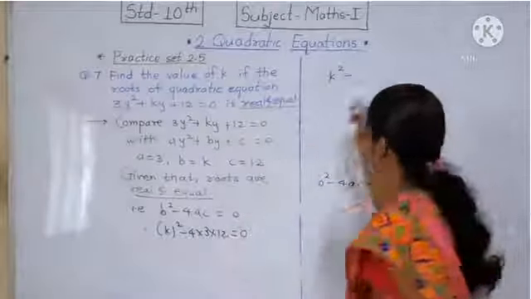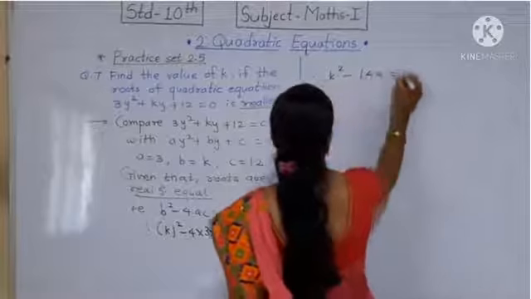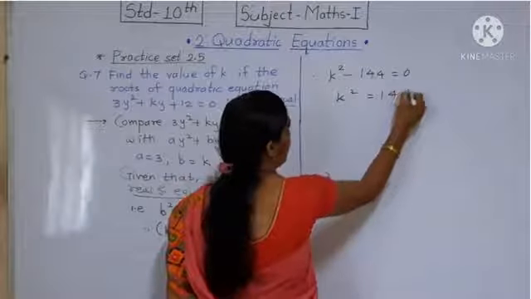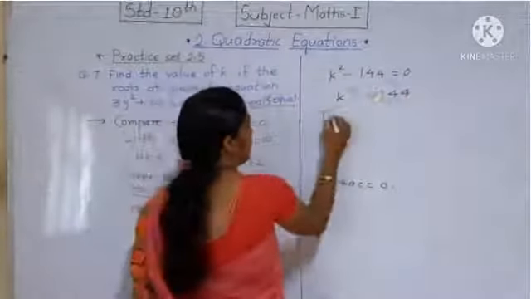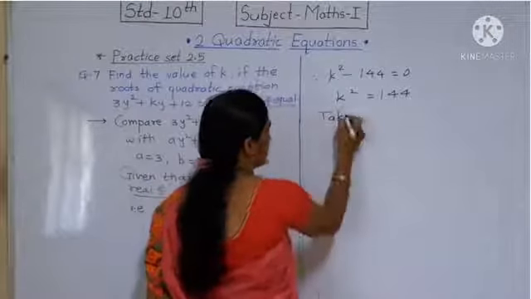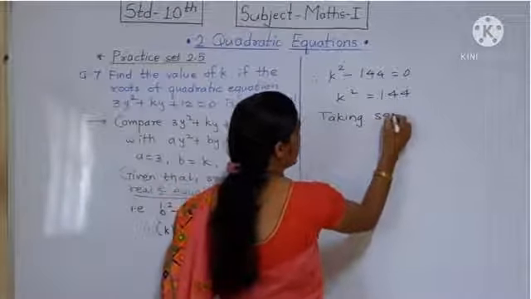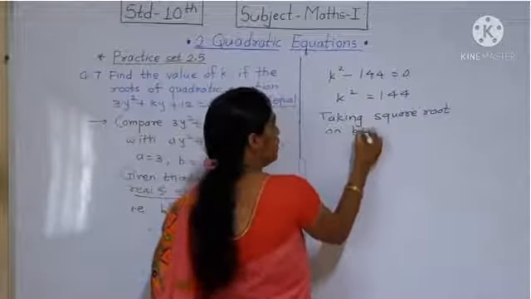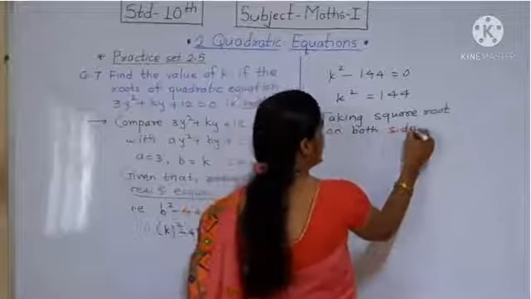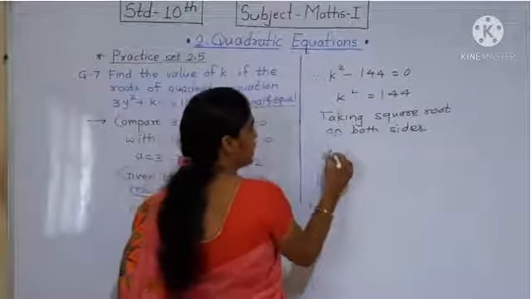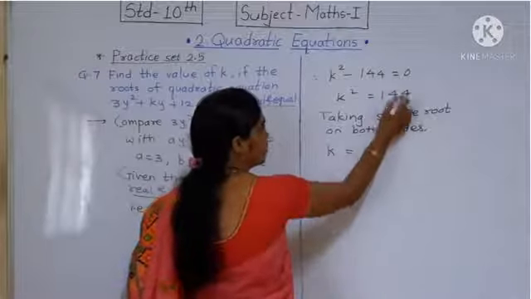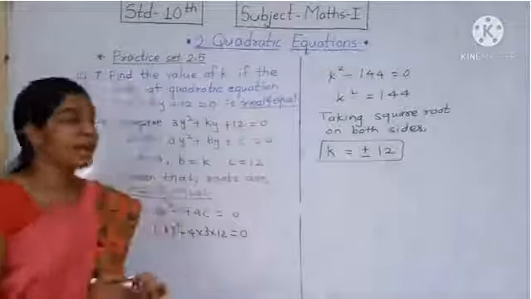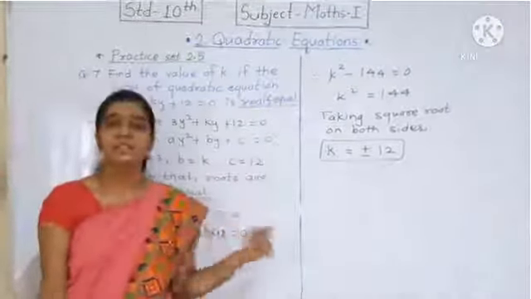So k square minus 4 into 3 into 12, 144 is equal to 0. Therefore, k square is equal to 144. Taking square root on both sides, what we get? k is equal to plus or minus, square root of 144 is 12. Therefore, value of k is either 12 or minus 12.